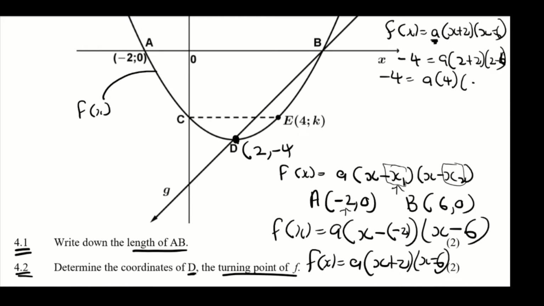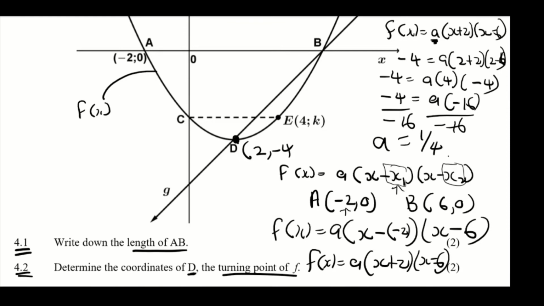And 2 minus 6 is minus 4. So it's going to be minus 4 is equals to a into minus 16. Divide by minus 16 both sides. A value is equals to 1 over 4. So this is the a value.